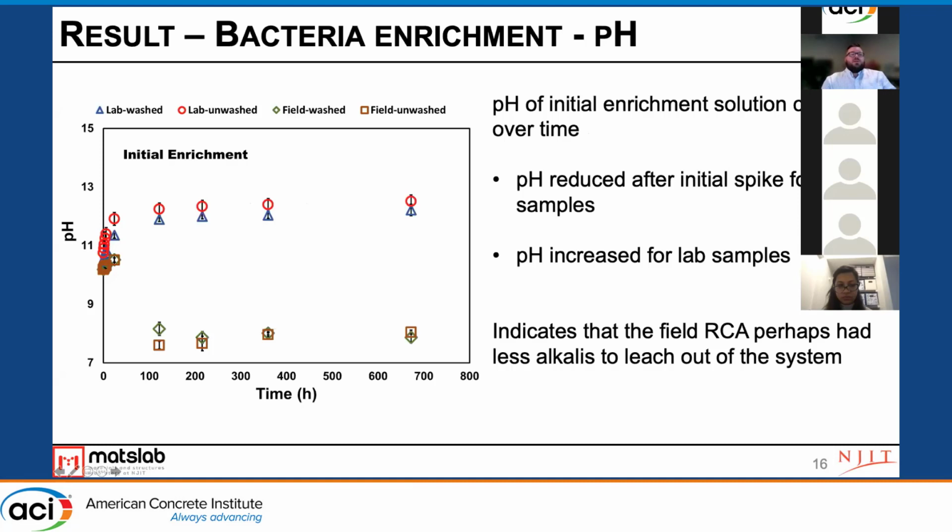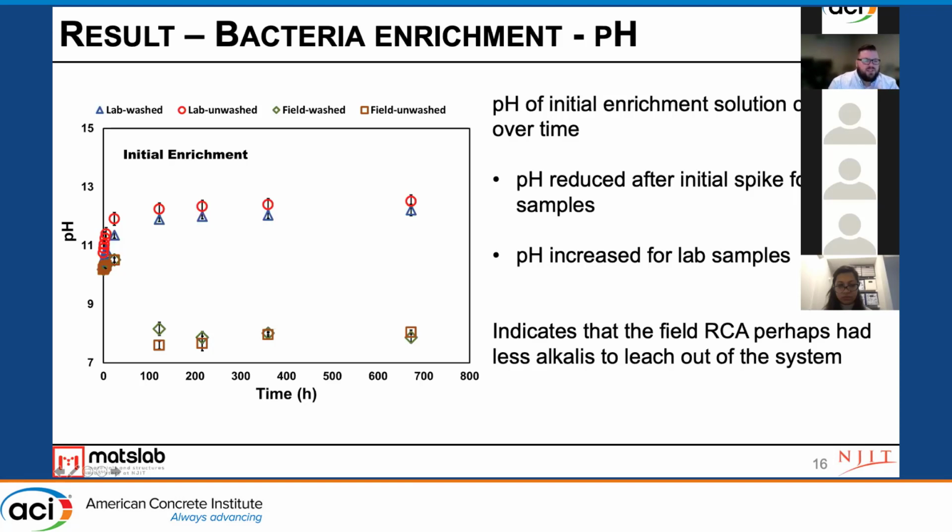So in our original enrichment process, where we took fresh RCA and mixed it into an enrichment solution to create our inoculation solution, we saw two really different pH ranges here. The field samples had a small initial spike of pH at early ages, and then long-term, the pH decreased to below 9. However, the lab samples saw an increase in pH to around 12 and stabilized there.